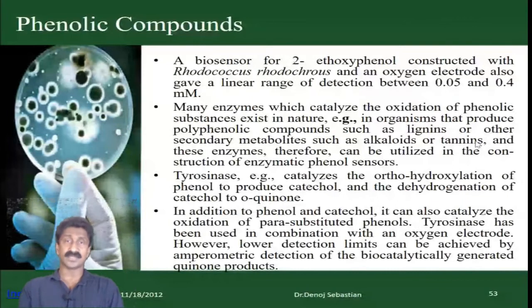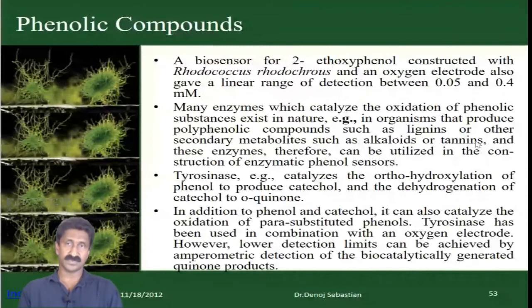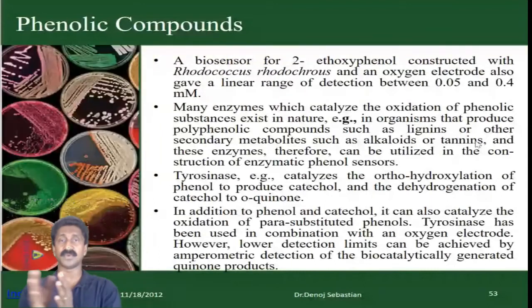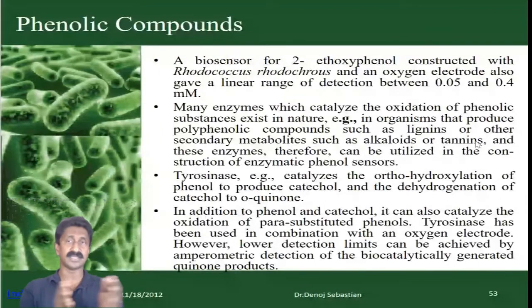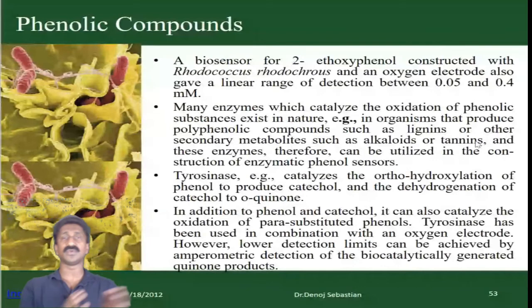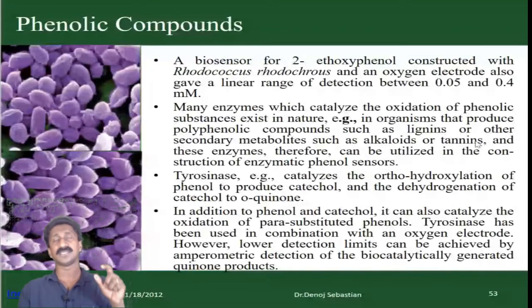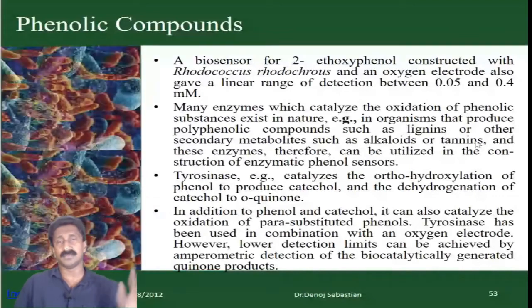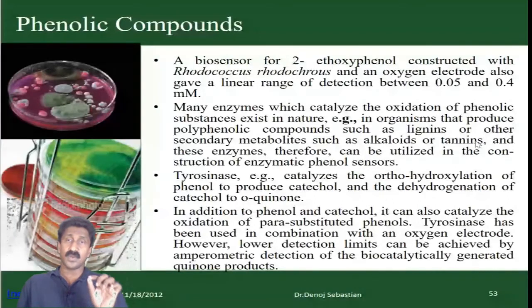Tyrosinase, for example, catalyzes the ortho-hydroxylation of phenol to produce catechol. So the phenol is ortho-hydroxylated using the enzyme tyrosinase, and that produces catechol. Catechol is an intermediate in the phenol degradation pathway. And then catechol is dehydrogenated to ortho-quinone. So that's an intermediate compound produced in the conversion of phenol to similar forms. In addition to phenol and catechol, the tyrosinase enzyme can also oxidize para-substituted phenols.